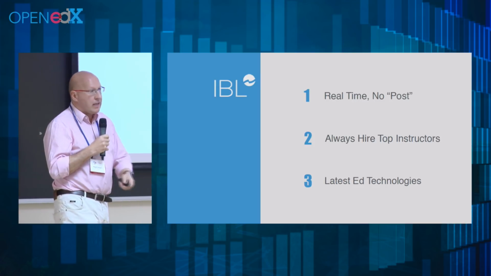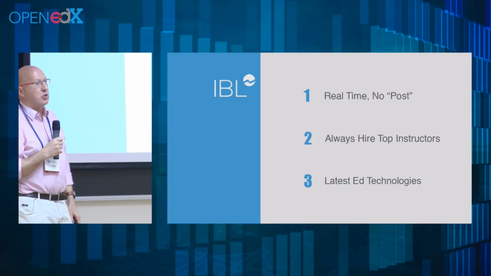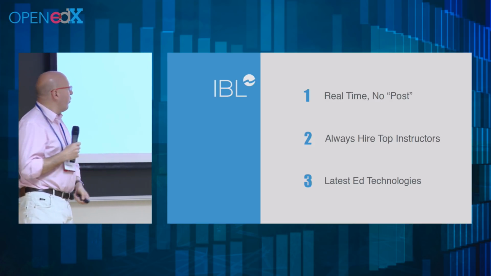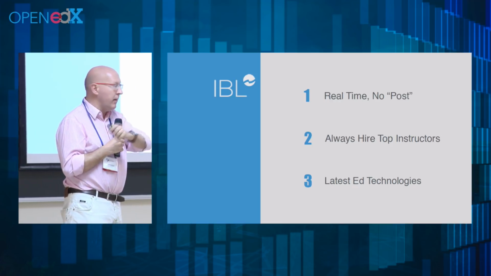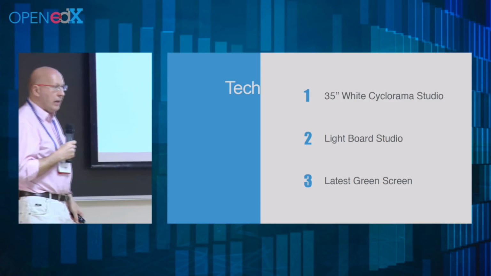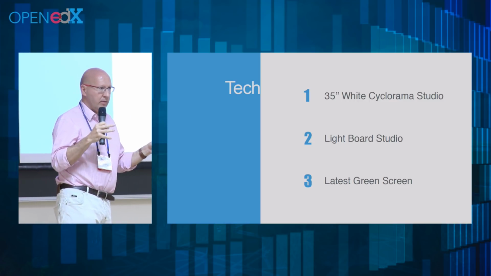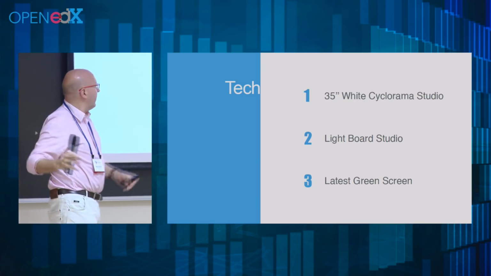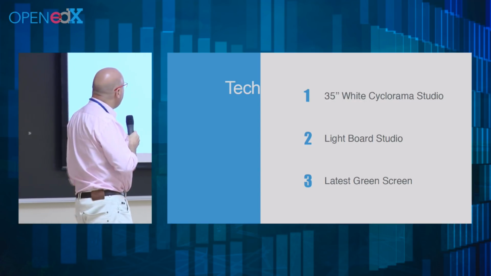The second point was key. We needed to have always top instructors. That means paying them well, and obviously we needed to use all the very latest technologies available in the world. So we installed a white cyclorama. Do you have an idea of what a cyclorama is? Well, it's a huge infinite background. I will show some pictures here.